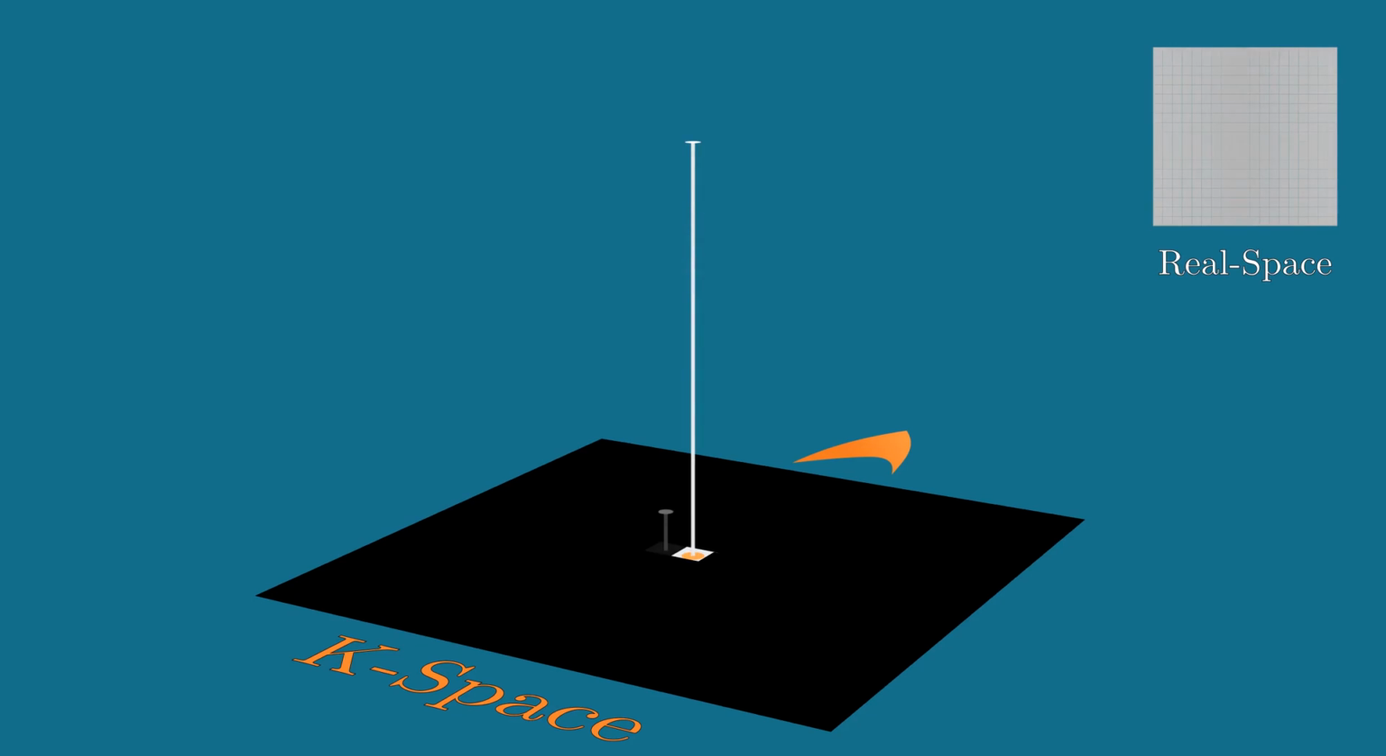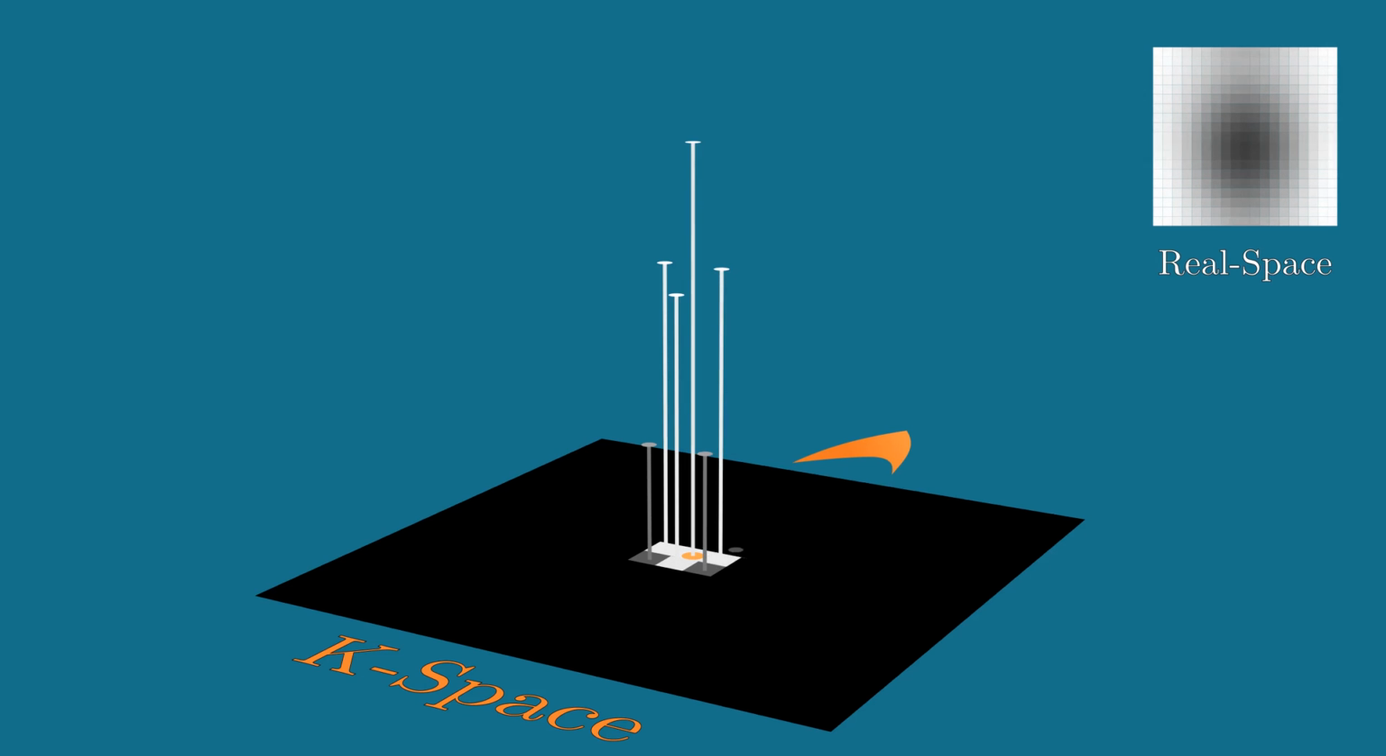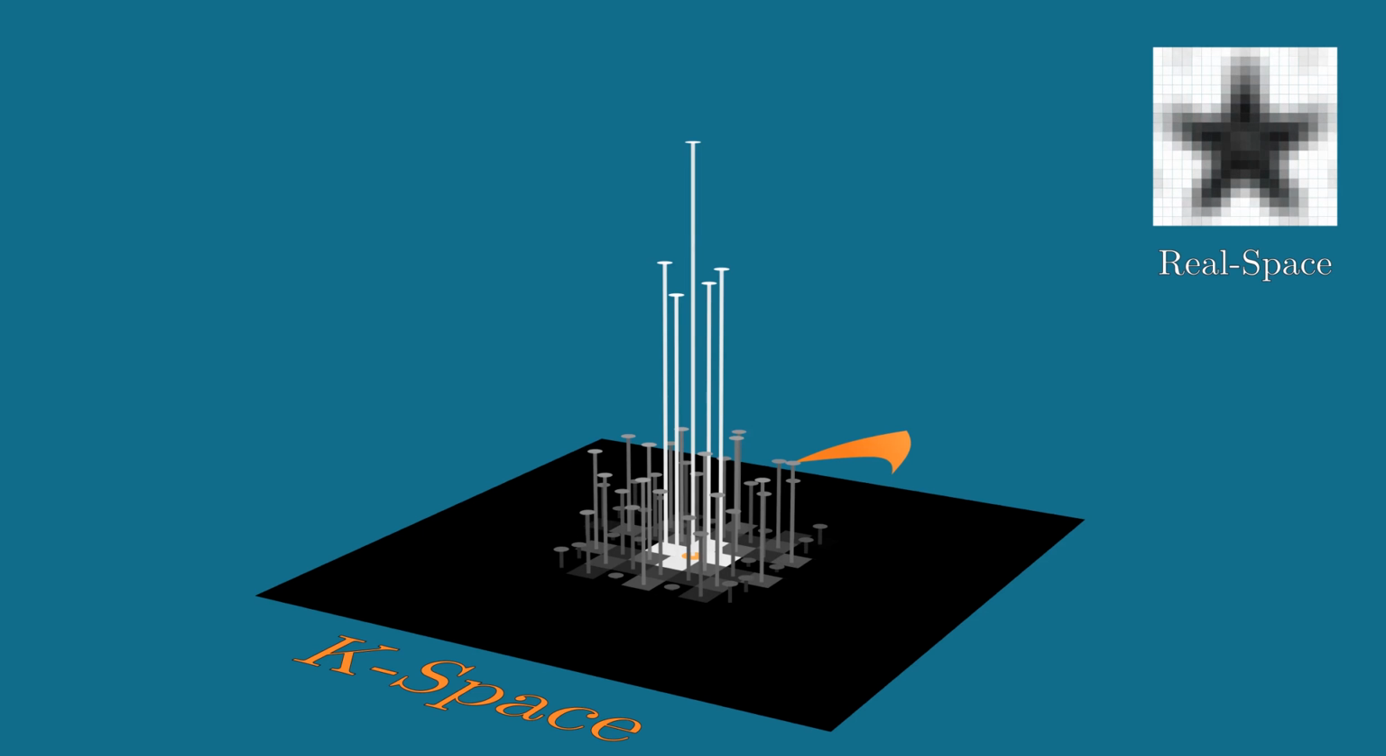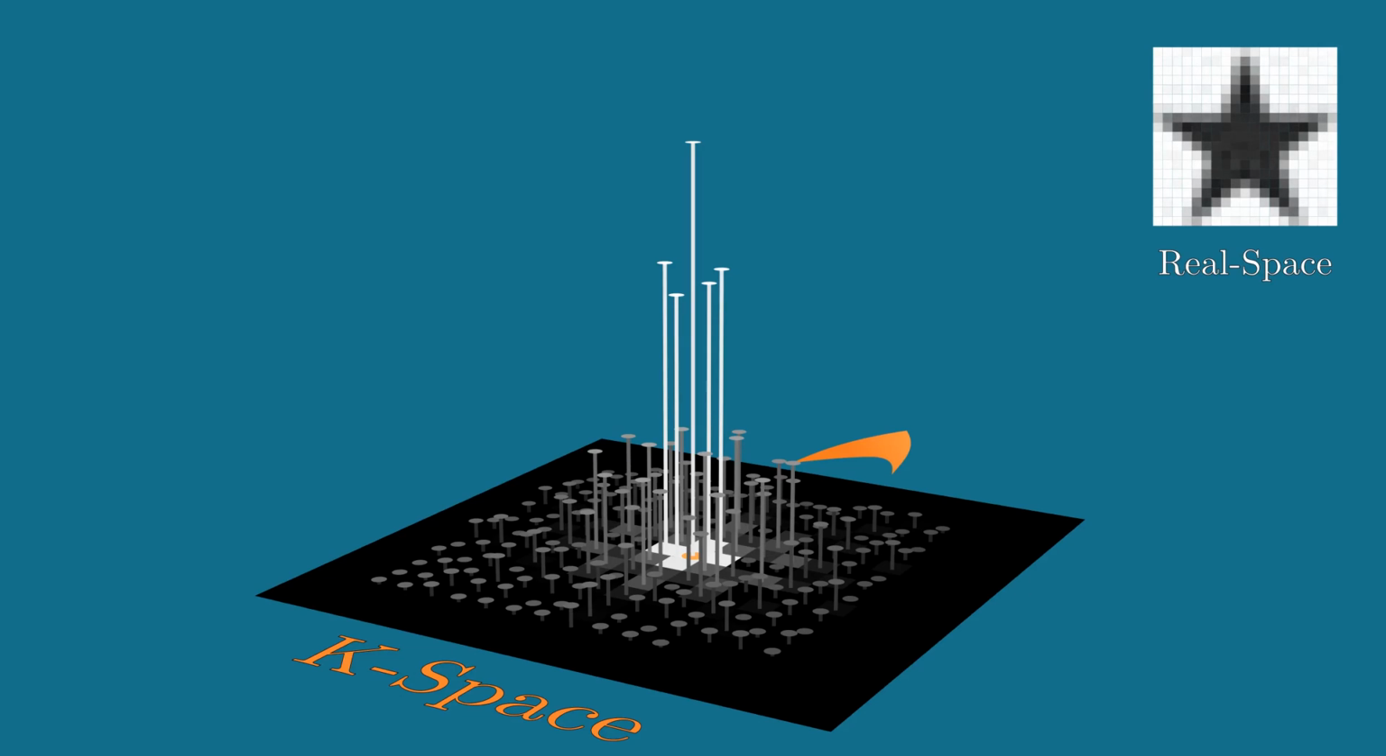Let's try to build up an image. First, we insert low frequencies close to the middle. And after a while, you can see kind of a circular object. When we insert even more frequencies, the object gets clearer and clearer. The highest frequencies also define the edges of the object.